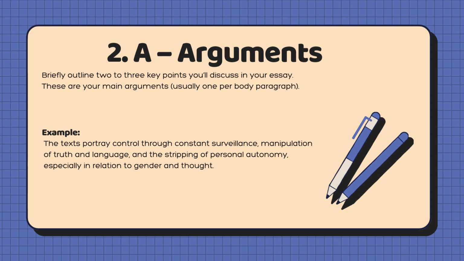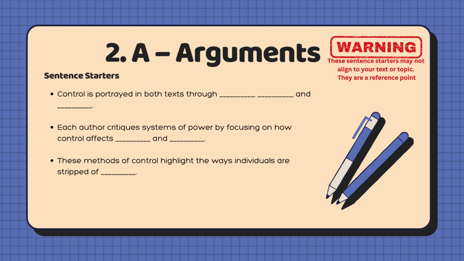This does three important things. You can see that it identifies the three focus points of my essay: surveillance, manipulation, and autonomy. It links those points directly to the concept of control, and it shows the human impact. We're not just listing the techniques, we're analyzing their effects on the people in the stories. You can see I've given you some sentence starters there as well. Reminder that these sentence starters may not align to your text or topic, and they are merely just a reference point.